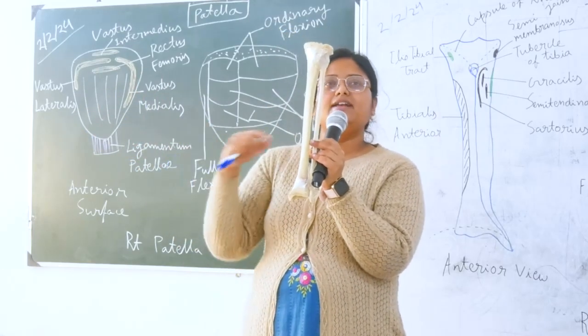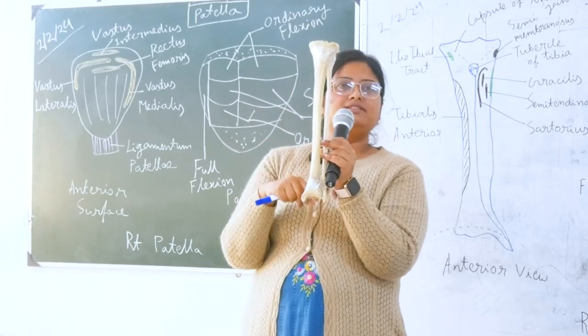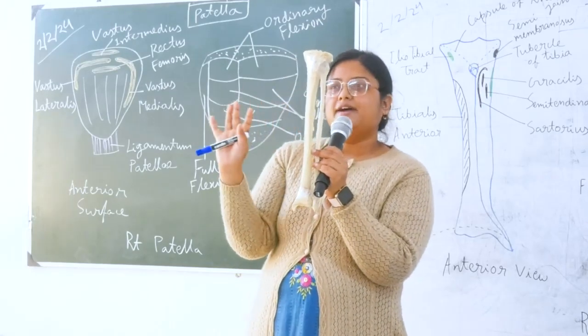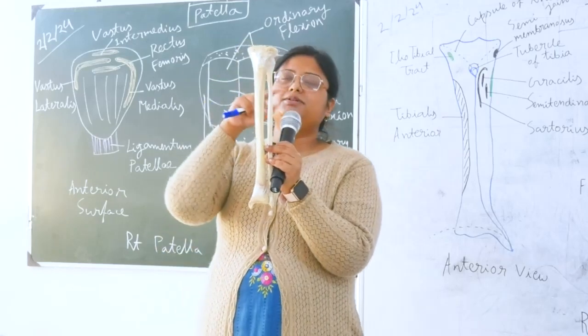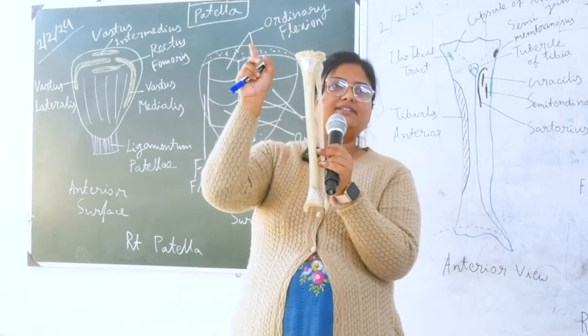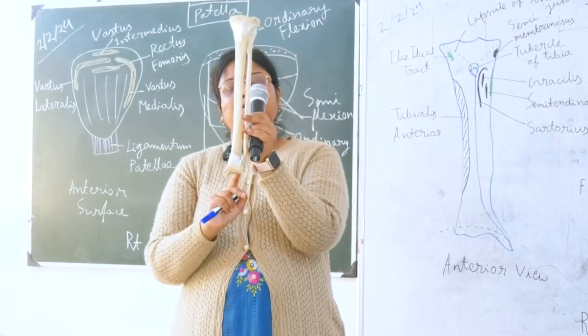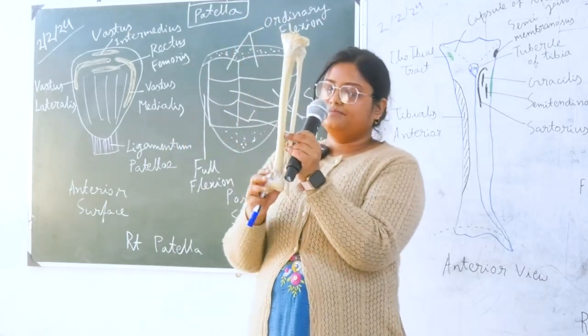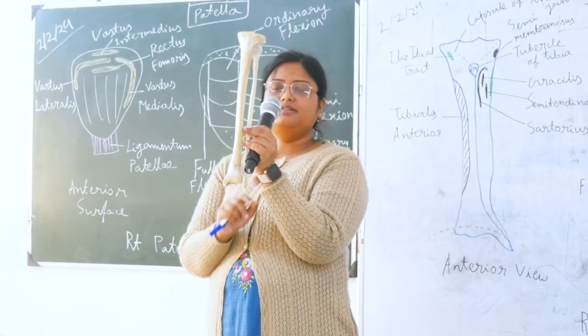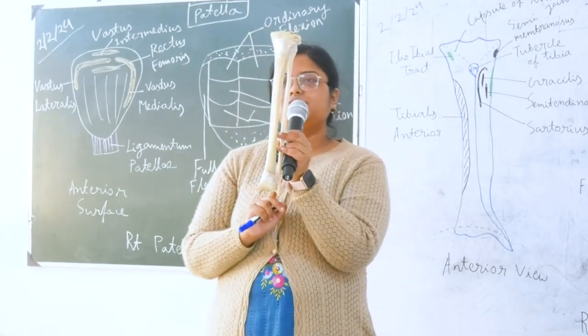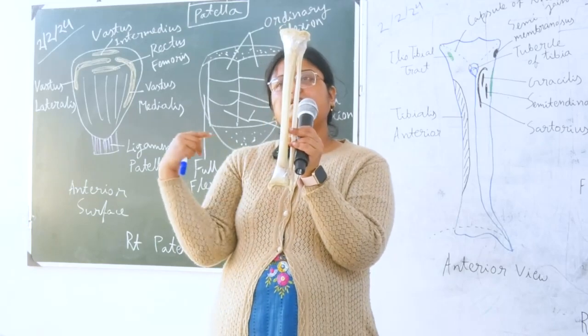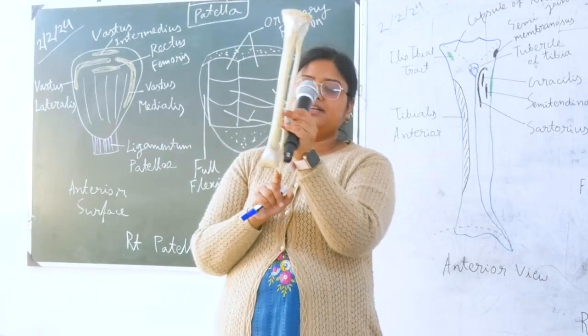In case of radius and ulna, upper and lower were synovial, the middle one was fibrous. But in this case, between tibia and fibula, only the upper one is synovial, the middle and lower ones are both fibrous. The lower one is formed by the fibular notch of the tibia and the articular surface of the fibula and connected by the interosseous tibiofibular ligament here.